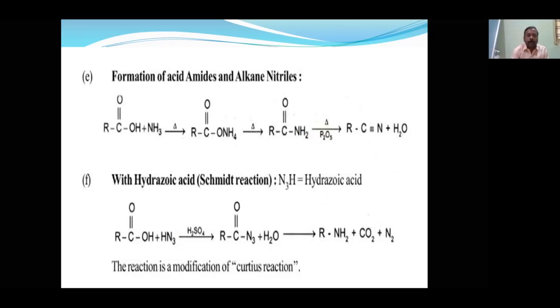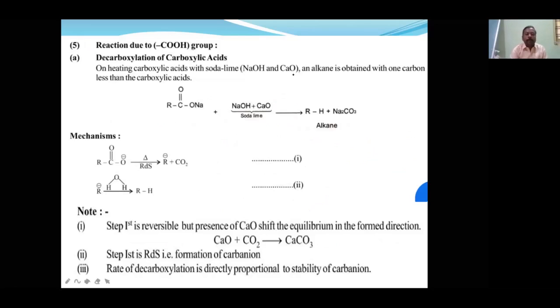Next one, reaction due to fifth method. Fifth reaction is reaction due to COOH group. First reaction is decarboxylation. Decarboxylation means removal of CO2. So for that we will use soda lime. Actually we will call soda only NaOH. Lime is CaO. When we use both of them, it is called soda lime. The mechanism is this one.